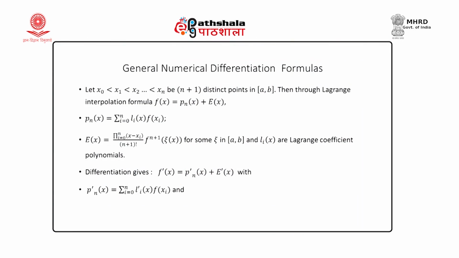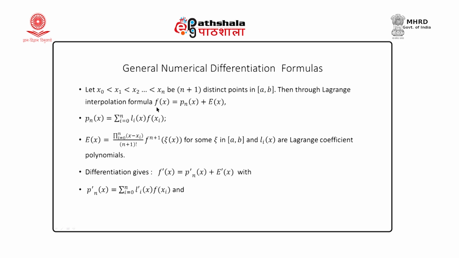Now, let us look at the error term. The error term is given by the product of x minus x i, i equal to 0 to n, that is x minus x 0 into x minus x 1 up to x minus x n, upon n plus 1 factorial, times the n plus 1 derivative at the point xi x. Now, this xi point is in the interval a b, but xi depends upon the point x, and this xi x is not known to us.